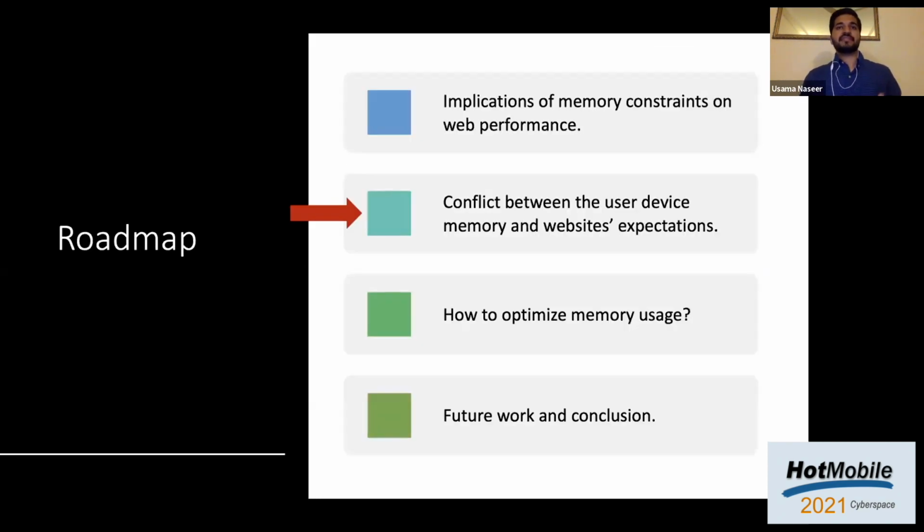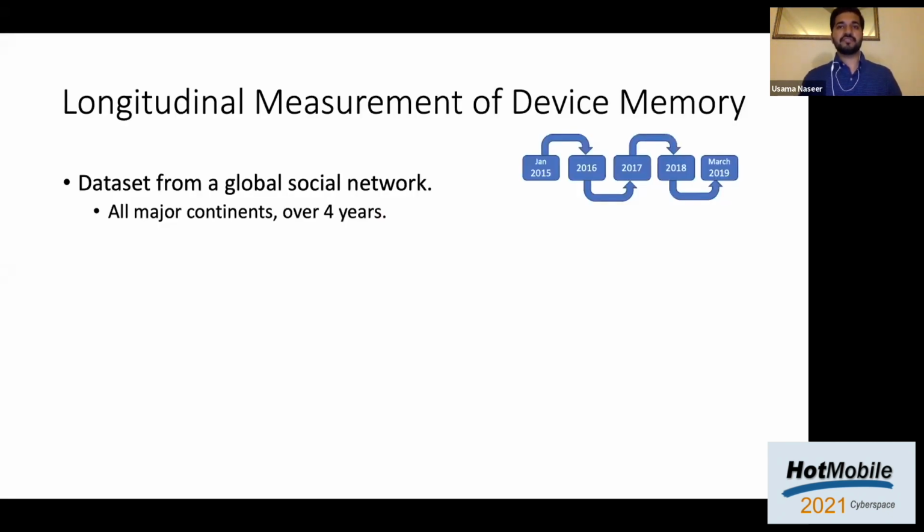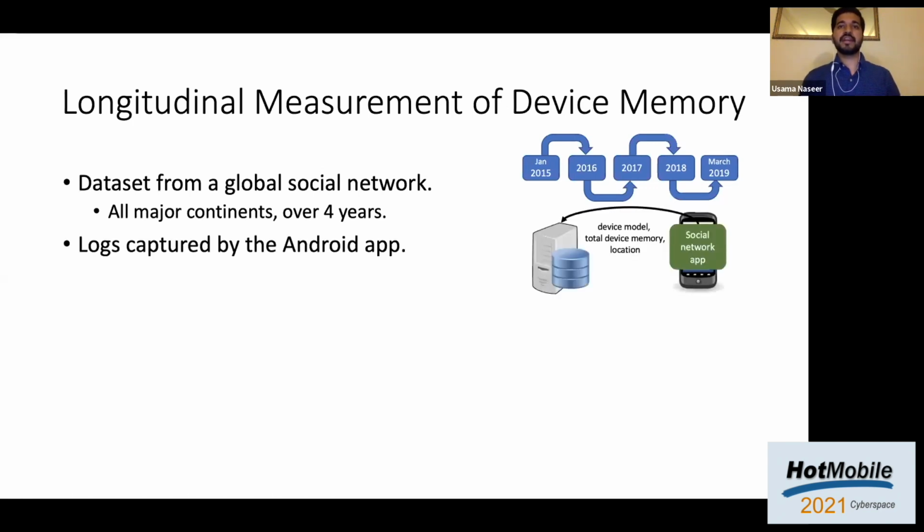Next, I'll share some measurement results to show that it's the users in developing regions that mostly suffer from these negative implications. In order to sketch the landscape of device memory resources in different parts of the world, we collected data from a global social network. Our data set spans all the major continents and covers more than 4 years, from 2015 to March 2019. The data set comprises logs captured from Android devices that install the app, and the logs capture device model, hardware specs, and geolocation. Note that the app only collects data from users that have explicitly given permission.